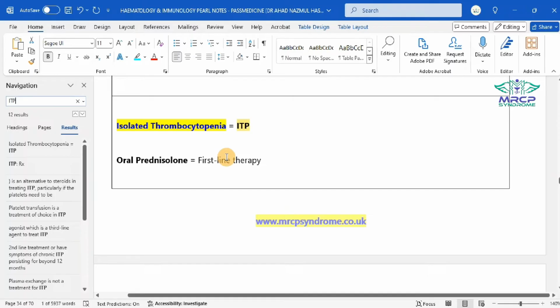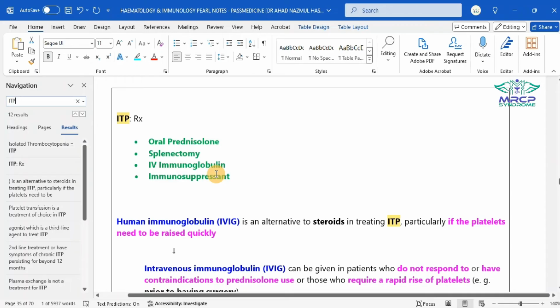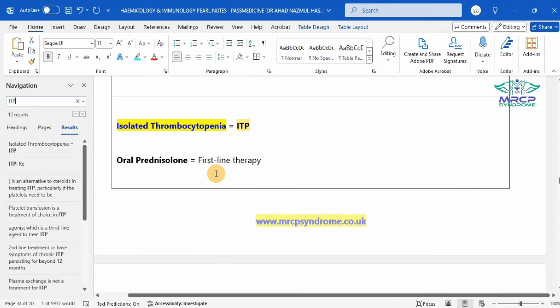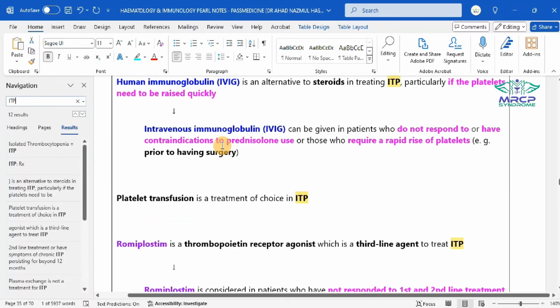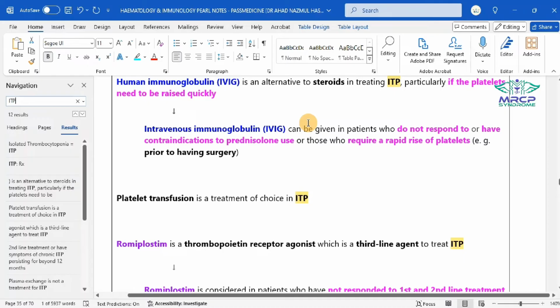IVIG. Yes. Okay. So we have the treatment options: oral prednisolone, IV immunoglobulin. We can also go for a splenectomy or immunosuppressant, and steroid is always the first line, oral prednisolone. Human immunoglobulin is an alternative to steroid in treating ITP, particularly if the platelets need to be raised quickly. So IVIG can be given in patients who do not respond to or have a contraindication to prednisolone use, or those who require a rapid rise of the platelets, like in a patient prior to having surgery.